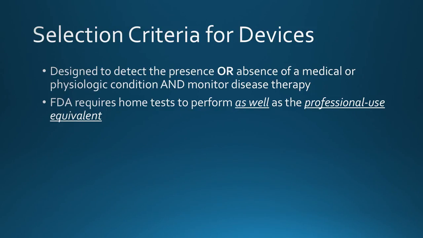So when you're selecting a device, you want to always keep in mind that these are designed to detect the presence or absence, so it varies based on the test, of a physiologic condition, and they can be used to monitor disease therapy. The FDA requires that these home tests perform as well as the professional use equivalent. However, that's assuming that the patients are using these appropriately, and so a lot of times patients can be quite challenged to use these and then are led to an incorrect result.